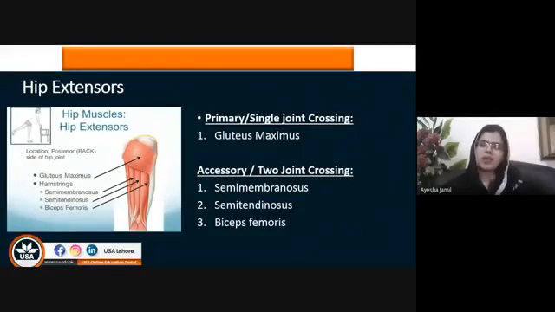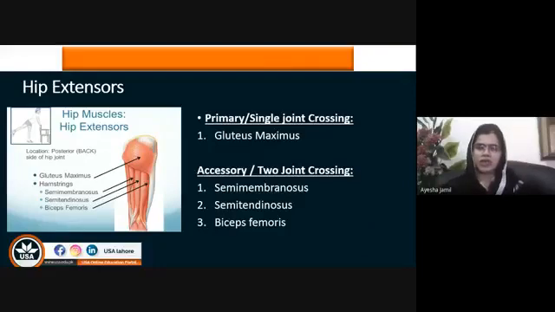Hip extensors which cross the hip joint can be categorized into two types. The first one is the primary muscles, and the second one is the accessory or secondary muscles. The most important thing to consider is whether these muscles cross a single joint, two joints, or multiple joints.